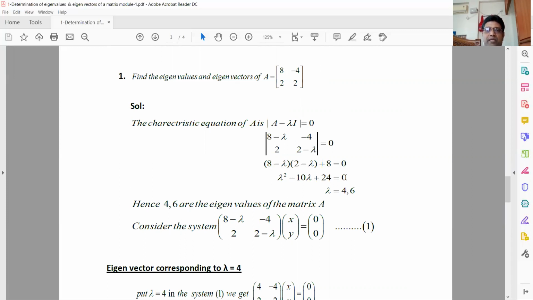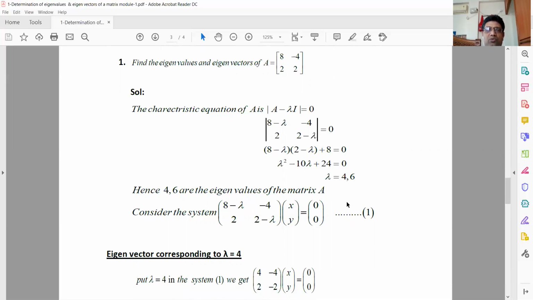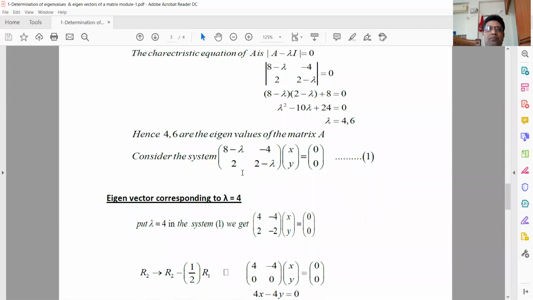So it is a quadratic equation. If I solve this, I will get the roots 4 comma 6. So these 4 and 6 are the eigenvalues of the matrix. Now I have to get the corresponding eigenvectors. So to get the corresponding eigenvectors, consider the system.